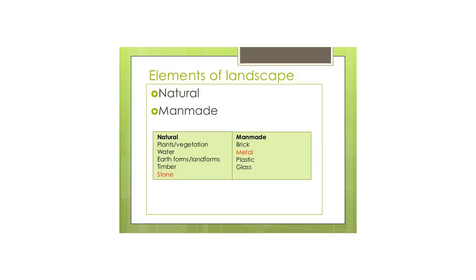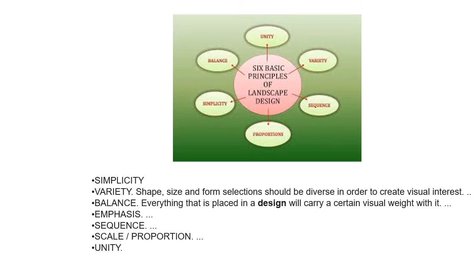So if we discuss the elements of landscape, those are natural and man-made. Natural, we can say plants, vegetation, water, earth form, land form, timber, and stone. Man-made is brick, metal, plastic, and glass, which is generally artificial and we make them. So, principles of landscape design, we will quickly see the slides. The six basic principles of landscape design are unity, balance, simplicity, proportion, sequence, and variety.